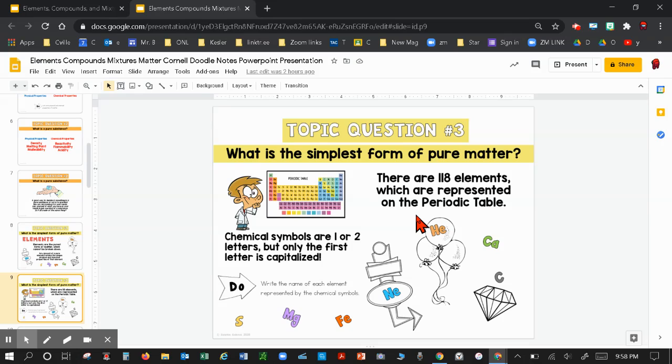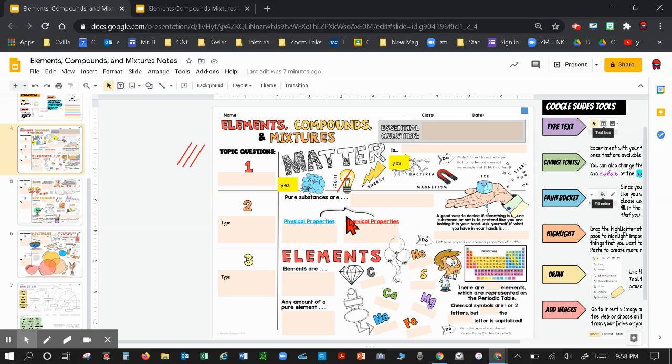Chemical symbols are 1 or 2 letters, but only the first letter is capitalized.